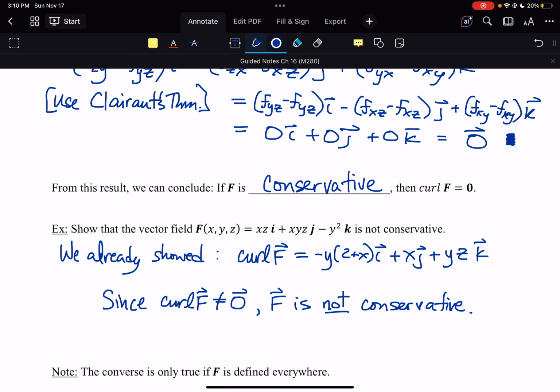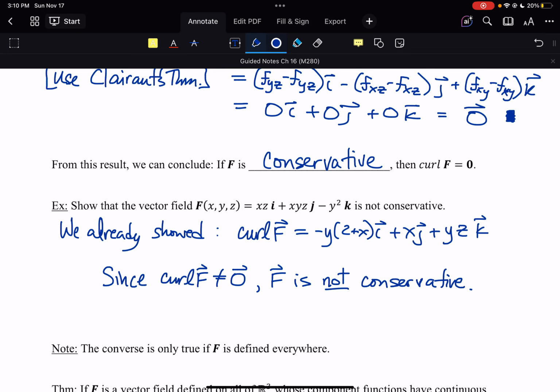So we do get kind of a proof to the contrary here, where if we know that the curl is not 0, that automatically tells us that the vector field is not conservative. Now, this is just like the problem we ran into in the other case, where this statement goes this way. If it's conservative, then the curl is 0. It does not necessarily go the other direction, saying if the curl is 0, then it's conservative, although we sure would like it to. It turns out that the converse is only true if F is defined everywhere.